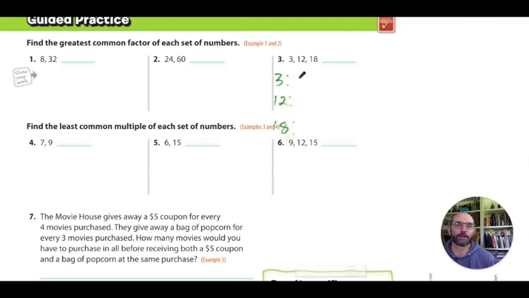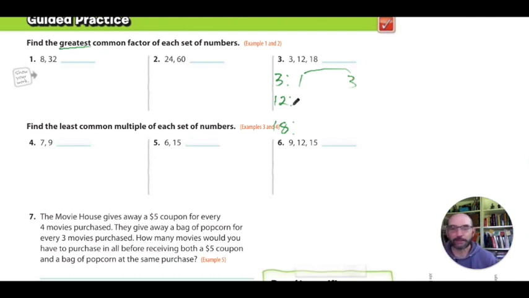So what are the factors of 3? What are all the factors of 12? What are all the factors of 18? And then what is the greatest number that fits into all of them? Ready, go. Okay, so you should have figured out that 3 is 1 and 3.